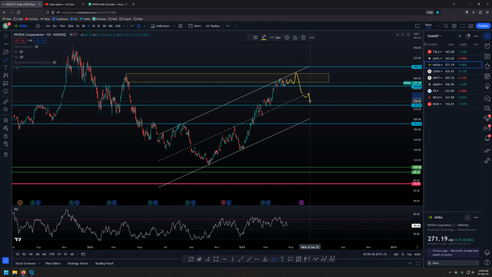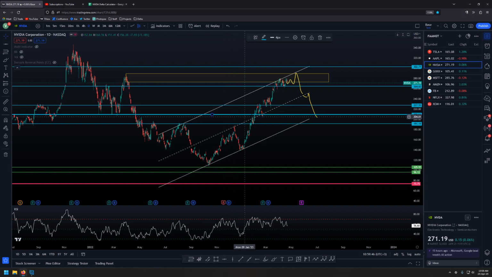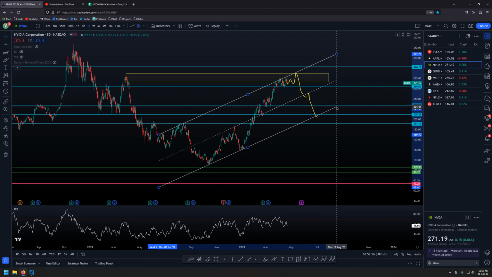And if that becomes resistance, we continue down to 200, which would be this area here. So between these lows here and the highs here, which will also be the channel bottom.